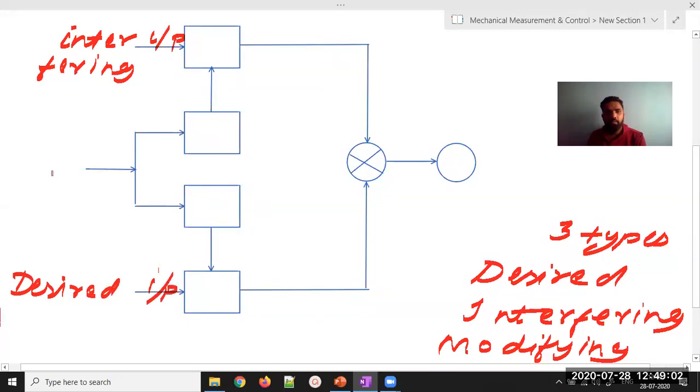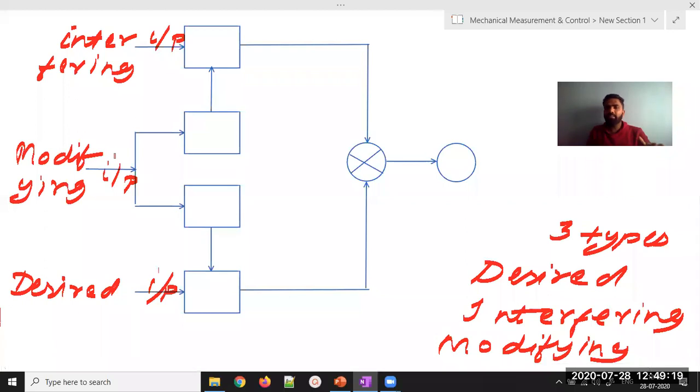Okay, now let this be my modifying input. Why I am calling it modifying input, you'll get to know in the center. Now I know that modifying input is the inherent sensitivity of the instrument. It is the inherent input characteristics of the instrument. This is not something which is given to the system. This is into the system.